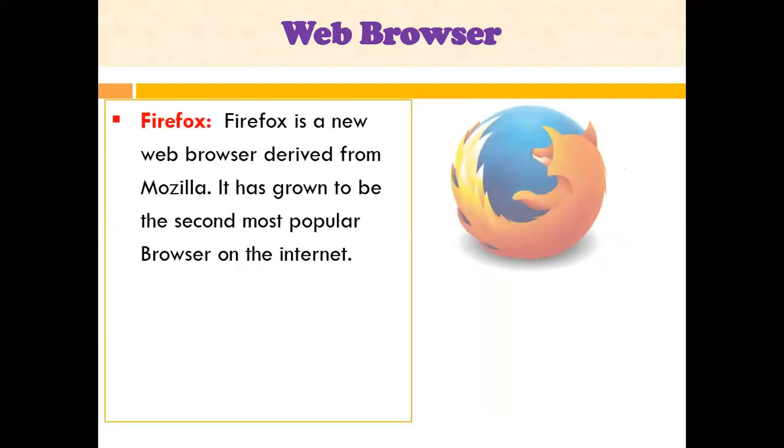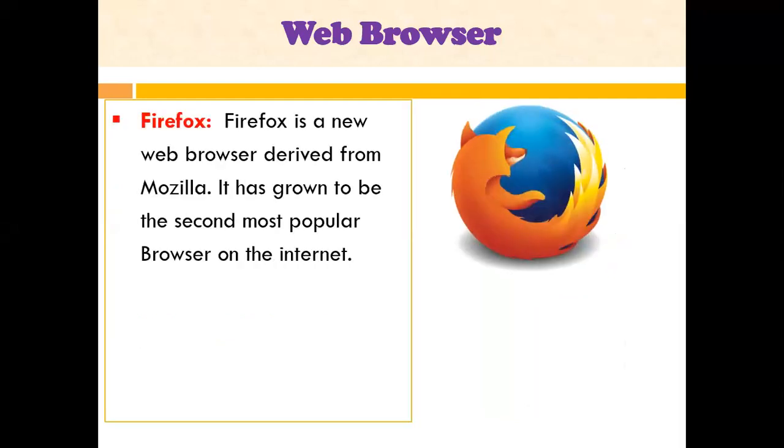Next browser is Firefox. It is also called Mozilla Firefox. As the name is Firefox, you can see here a fox shown in the symbol. This is the icon of a globe with fire, and this is your fox. So Firefox is a browser which is derived from Mozilla, so Mozilla Firefox is also said. It has grown to be the second most popular browser on the internet.